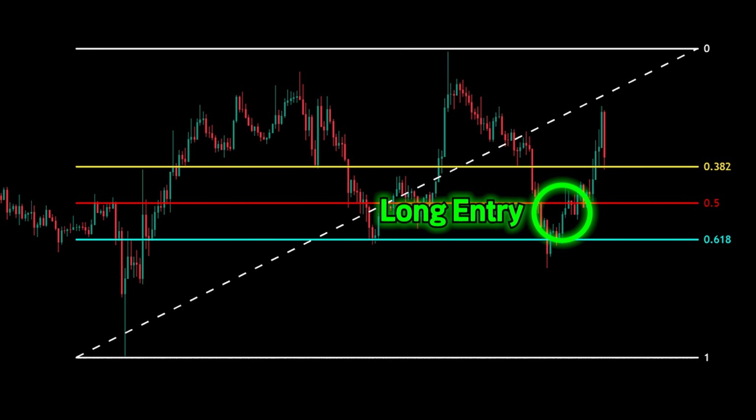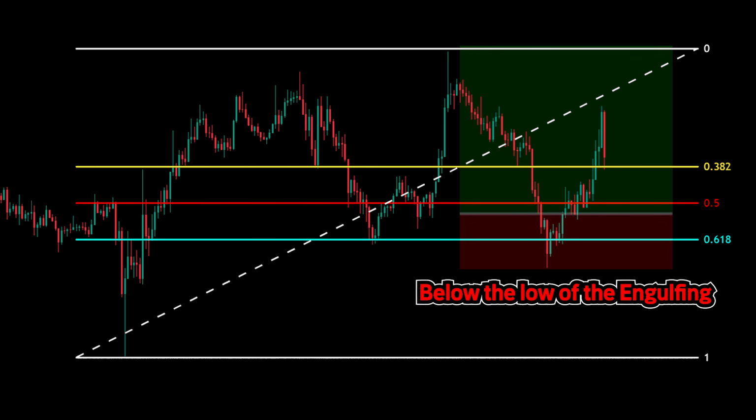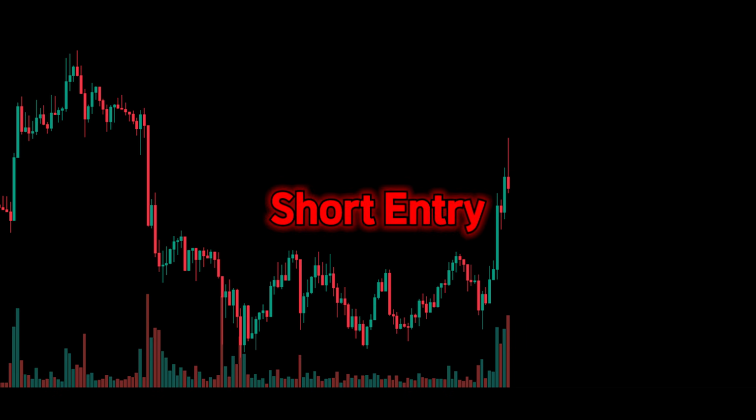Once all conditions are confirmed, enter the long position. Set your stop loss below the low of the bullish engulfing candle that triggered your entry. Set your take profit target at the previous high, the Fibonacci 0 level. Before entering, always confirm that the distance to your take profit is at least twice the distance to your stop loss. For the short entry, apply the same logic in reverse.